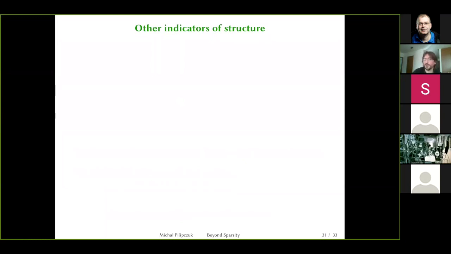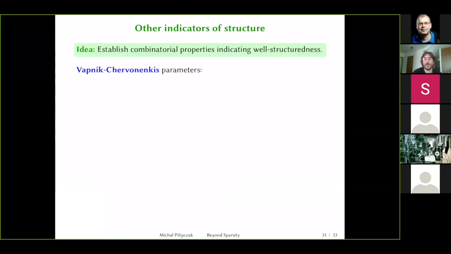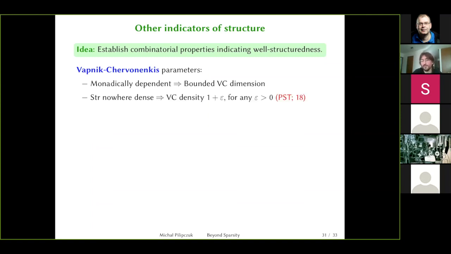Good. So let me only give you one other possible application of this whole framework, namely, if we are talking about combinatorial properties of classes, yes, we can also think about other indicators of well-structuredness in classes of graphs. You can look at Vapnik-Chervonenkis parameters, like VC dimension. So monadically dependent is basically like bounding VC dimension, and however, in structurally nowhere dense classes, we even have much better understanding. The so-called VC density is almost linear. Yeah. So this is the degree of the polynomial in the Sauer-Shelah lemma.